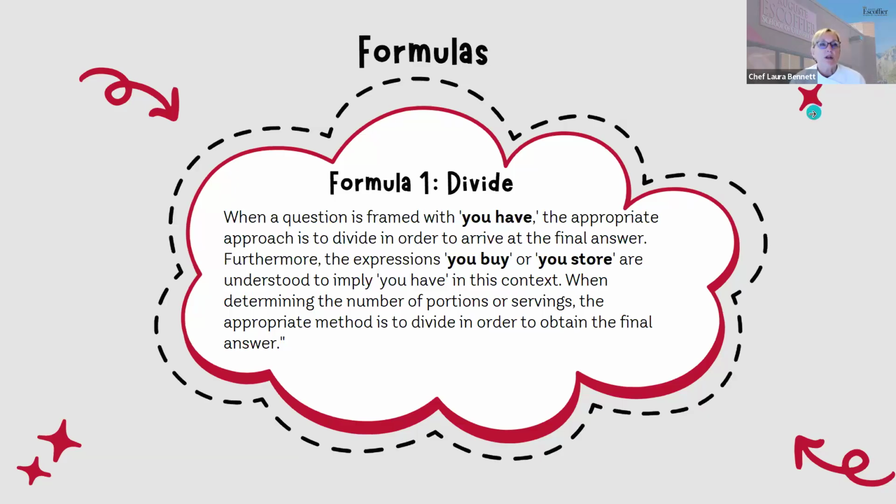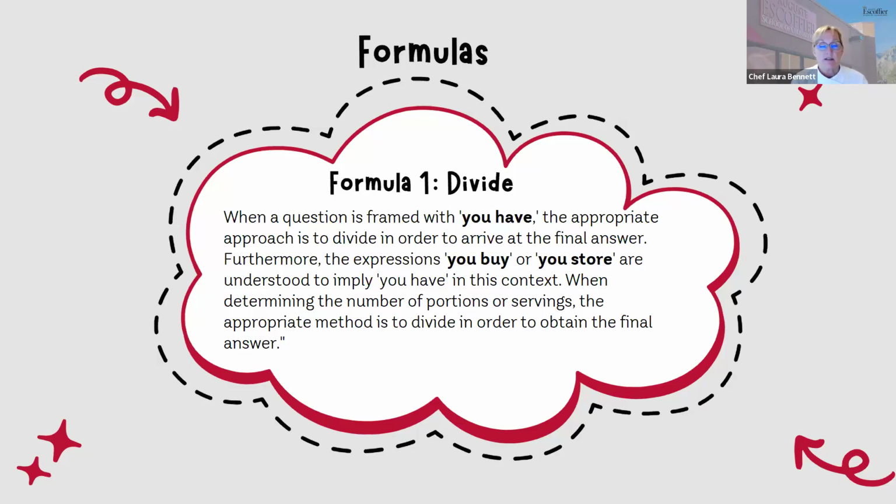First formula, when you have a question that says you have, the appropriate approach is you're going to divide to get your final answer. Now, the question might start off with you buy or you store. That means the same exact thing as you have. So if it says you have, you buy, you store, you are going to divide to get your final answer.